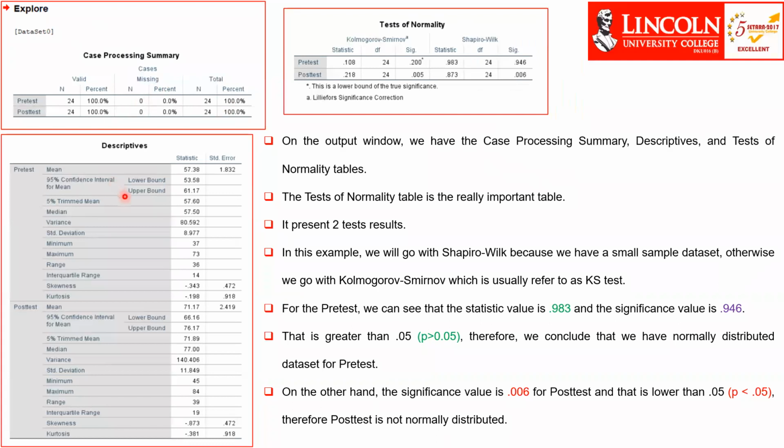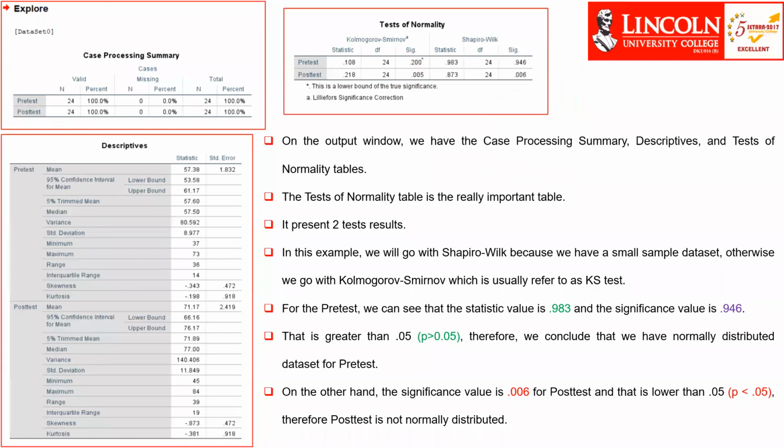Then for descriptives, you have all sorts of analysis. You have the mean, the confidence interval, the trimmed mean, the median, variance, and the like, for both variables. But we're only doing normality. We're only interested in the normality test, so we focus more on the test of normality table.